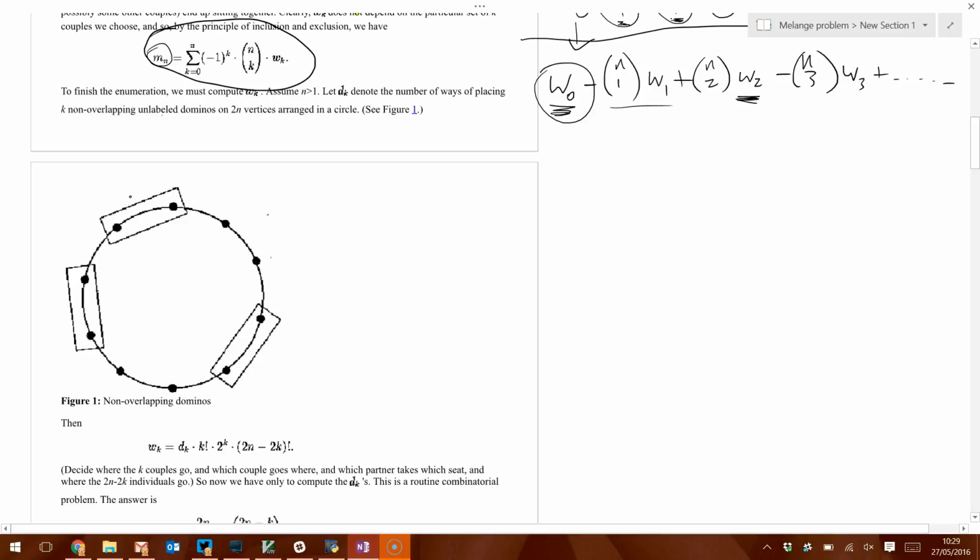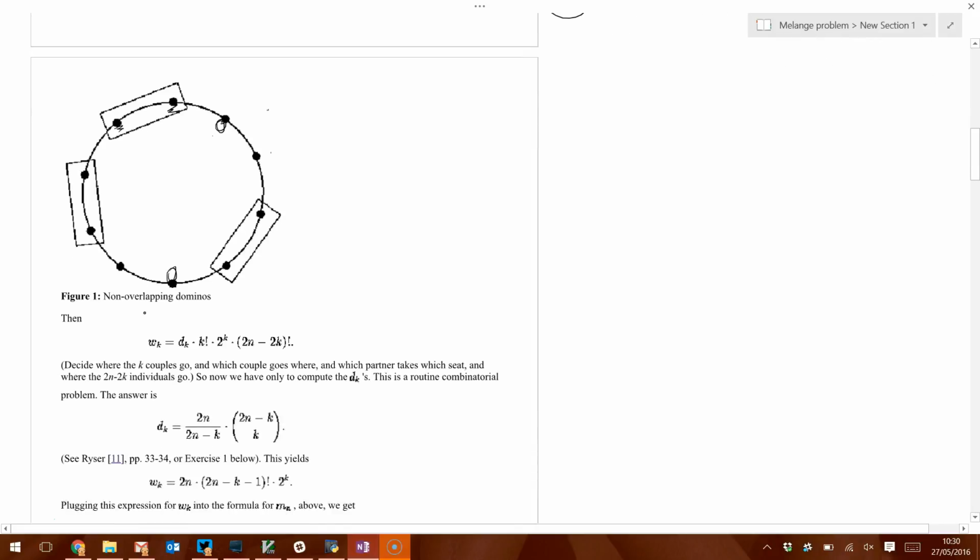The reason we're doing this is this domino could be a couple sitting next to each other. If a couple aren't sitting next to each other, if one's here and one's there, you can't stick a domino on top of them. So we're looking at all the different ways of putting k dominoes around a table, meaning k couples sitting together. Okay, so we'll assume we know how to work that out, which means we can then use that number.